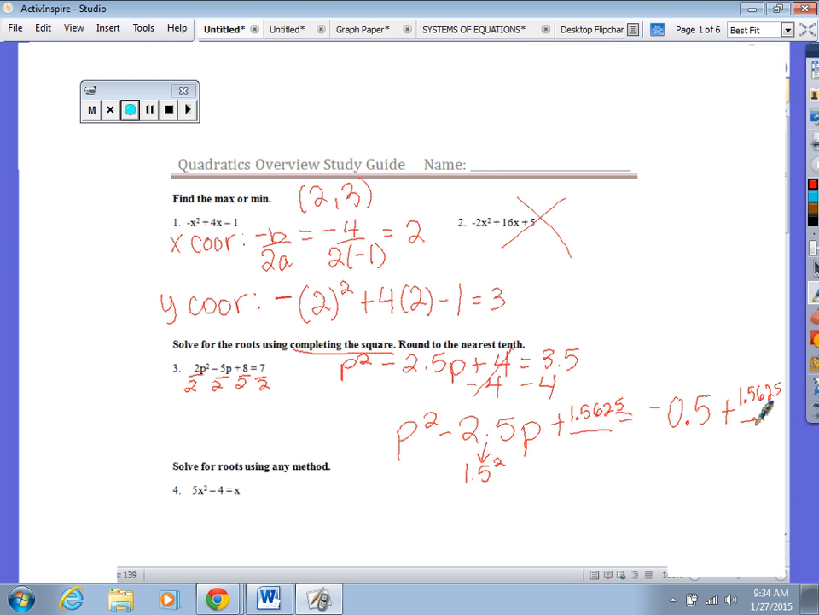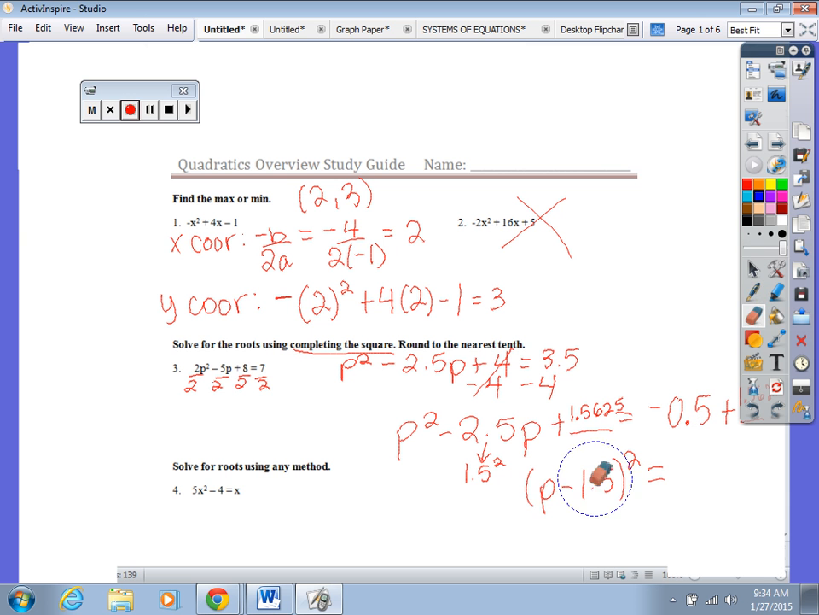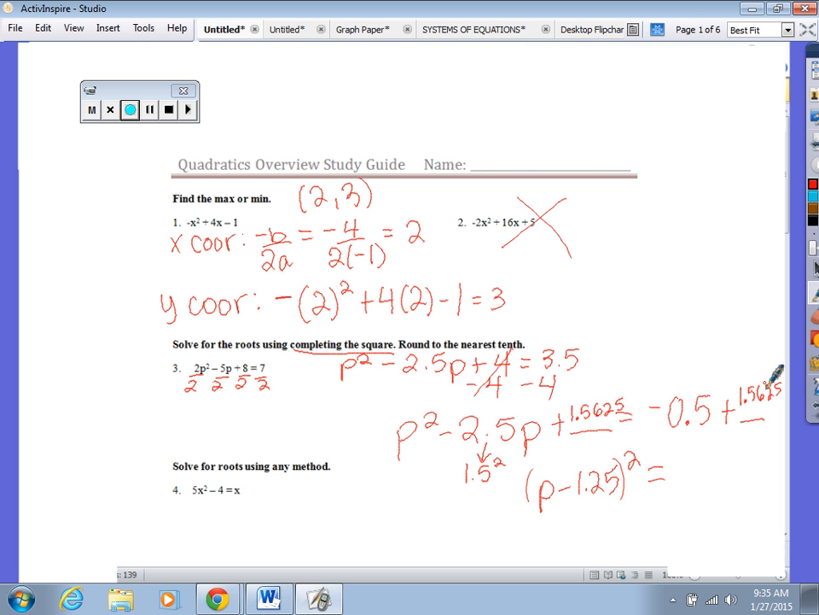All right, I want everyone in here to tell me what is the shortcut. Go. I'm sorry, 1 second. I said everyone. Go. Oh, 1.25. Thank you. 1.25. What goes on the other side? Negative 0.5 plus 1.5625. What is it?